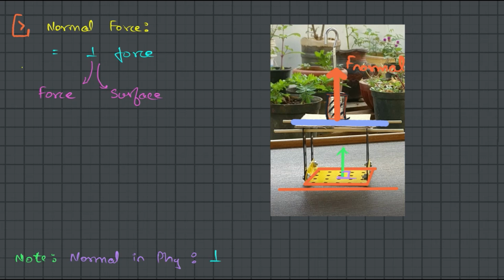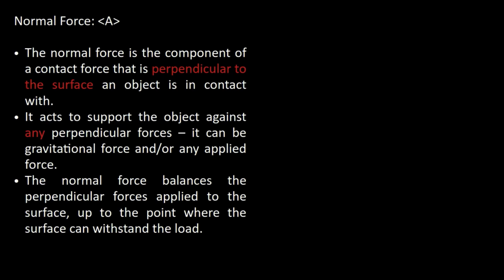There are many places wherein we see normal forces, which you might traditionally not feel that it will exist over there, but it is there. So we'll see those examples as well. So normal force is the component of contact force that is perpendicular to the surface an object is in contact with. It acts to support the object against any perpendicular force. It can be gravitational force or any other applied force. This is important. Or any other applied force.